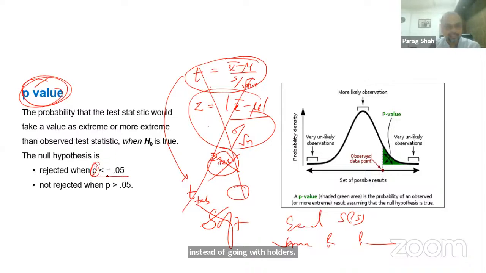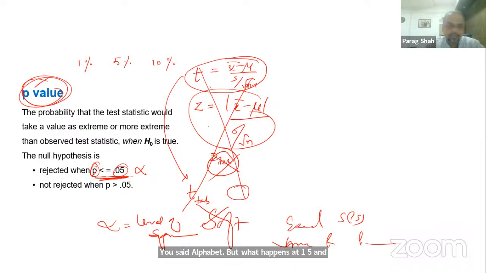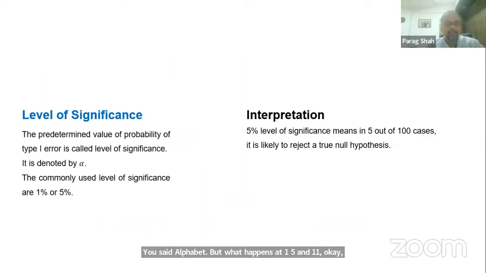If p is less than or equal to 0.05, why 0.05? That depends on the alpha. Alpha is a predefined value, the level of significance. Alpha is a predetermined value. Generally, the prevalent alpha values are 1%, 5%, or 10%. These are the alpha values. Let me explain the level of significance also.